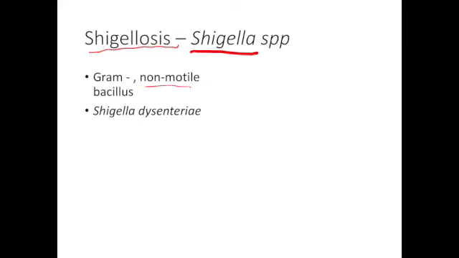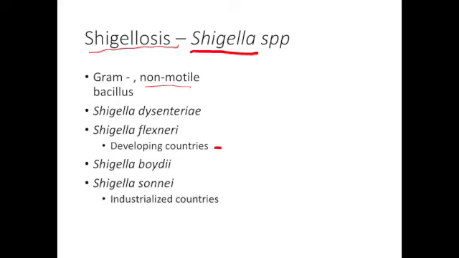So this is the name of the disease caused by the species of bacteria belonging to the genus Shigella. These are gram-negative, non-motile bacilli, so they don't have flagella, they don't move around. And there are 4 different species that can cause disease: Shigella dysenteriae, Shigella flexneri. This one is mostly responsible for diseases in developing countries, Shigella boydii, and Shigella sonnei. This one is mostly seen in industrialized countries. So if we have cases of Shigella in the US, it's usually with Shigella sonnei if it's contracted here in the United States.